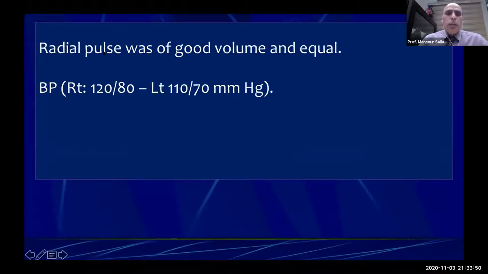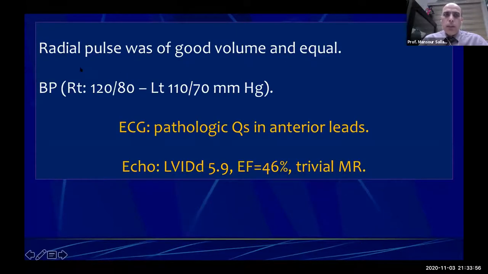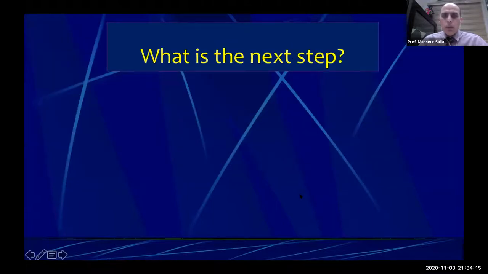On examination, the radial pulse was good volume and equal, and the blood pressure was 120 in the right hand, and in the left hand a little bit less, 110/70. The ECG and echocardiography were highly suggestive of prior ischemic heart disease. Echocardiography showed ejection fraction 46 with mild MR. Okay, based on these issues, what do you think is the best strategy to reach a diagnosis and to treat this patient?